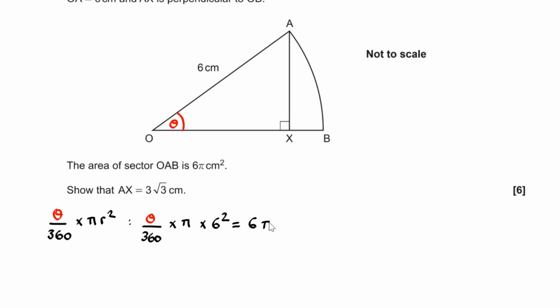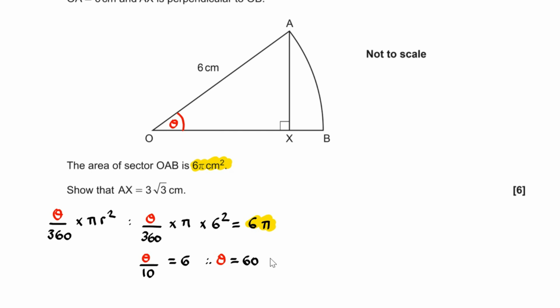So therefore, this over here is equal to 6 pi, and the reason that it's equal to 6 pi is because the area we were told is 6 pi. So we'd have here theta times by, well, the pi's cancel on both sides, and 6 squared divided by 360, that's a tenth. So we'd have theta over 10 equaling 6. And therefore, you'd find theta to equal 60.